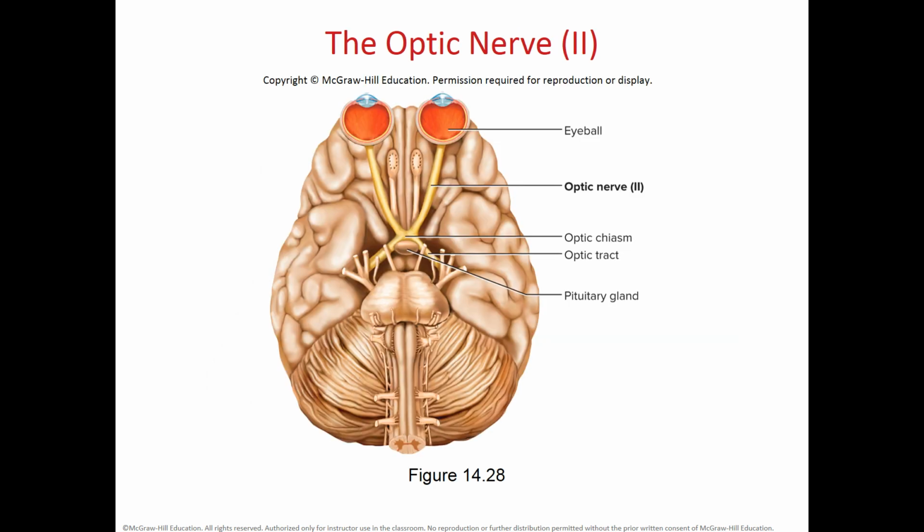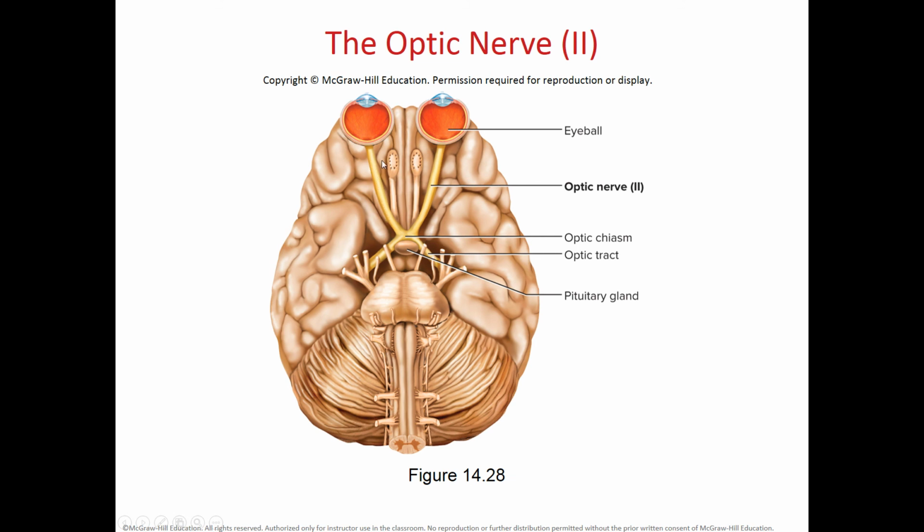Optic nerve, cranial nerve number 2. This will start at the retina of the eyes. So this is the inferior view of the eyes. This is a cross section of the eye. So we have the retina here that receives photons of light so we can see, and then it will extend axons to form the optic nerve.